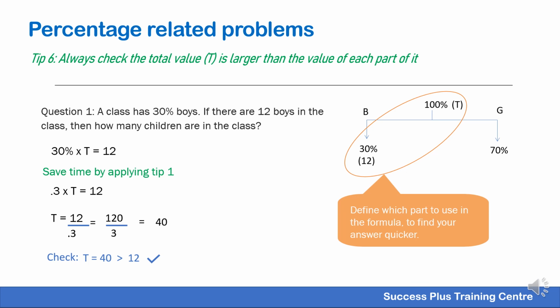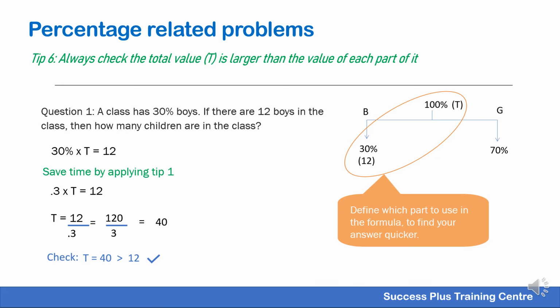Using tip number 1, that means 0.3 times t equals 12. So t equals 12 divided by 0.3, which is equal to 120 divided by 3. This means the total number of students in the class should equal 40.